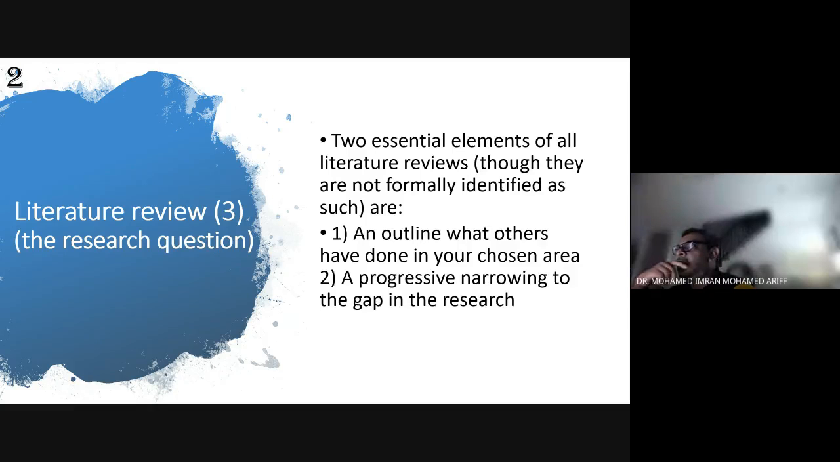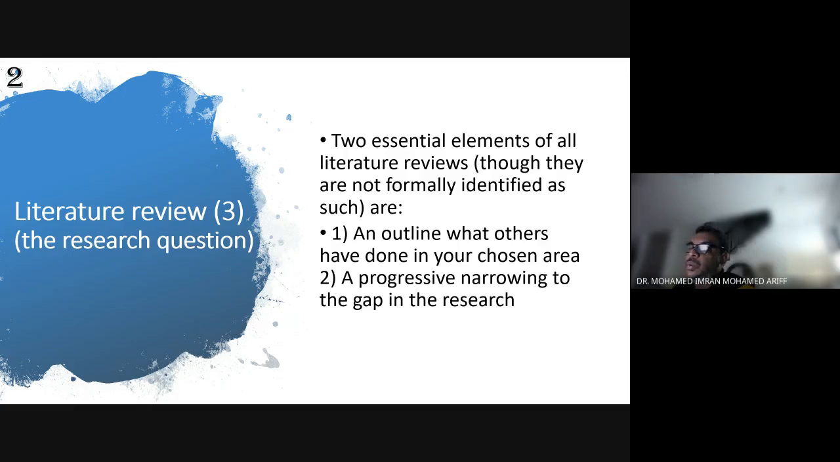Two essential elements of all literature reviews. An outline of what others have done in your chosen area. Apa outline of what? A progressive narrowing to the gap in the research. Okay. Orang dah buat ini, orang dah buat itu, orang dah buat ini. And people have said, if you have done it in this format, this is the outcome. If you have done it in that format, this is the outcome.